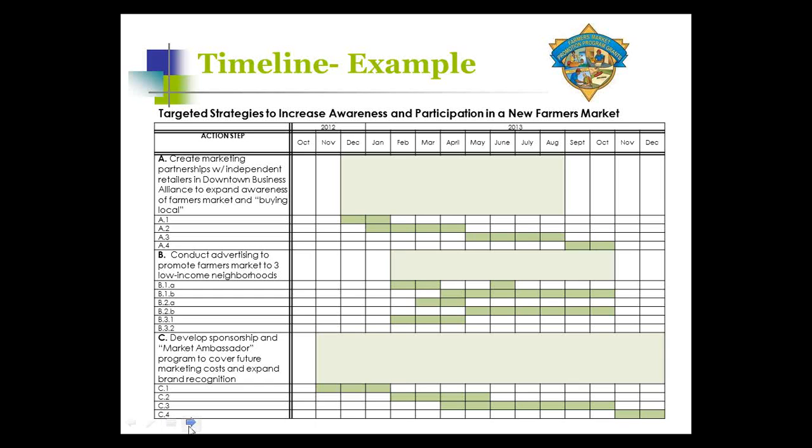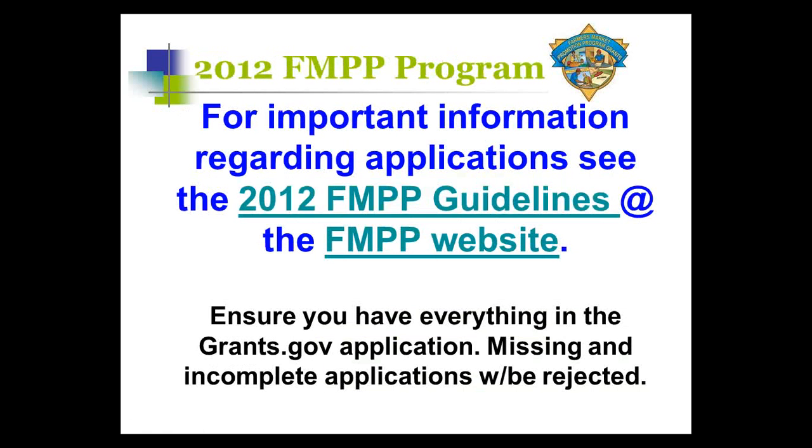And speaking of time, let me just give you something that the Farmers Market Coalition developed for us to include in this PowerPoint presentation, a timeline. We thought it would be good for you to have, as well as a logic model example, a timeline example. And you'll note here, these are the action steps or activities that are being proposed. There are 3 activities: creating a marketing partnership, conducting advertisements, and developing a sponsorship program.